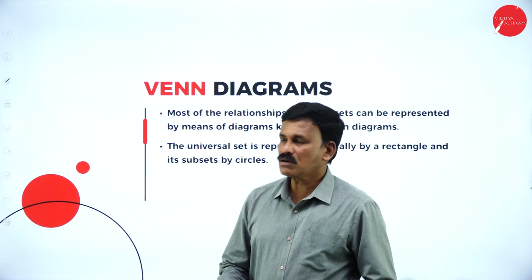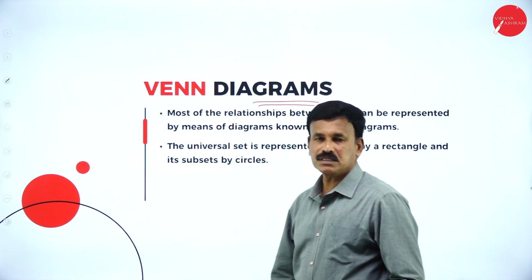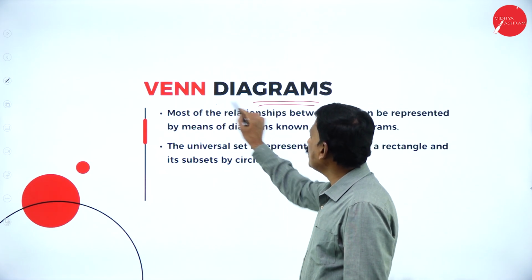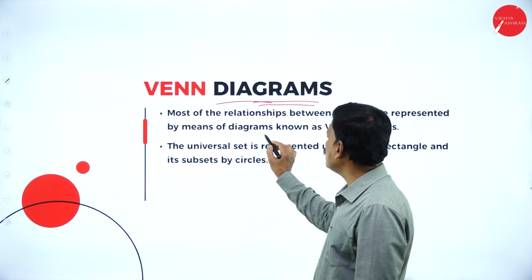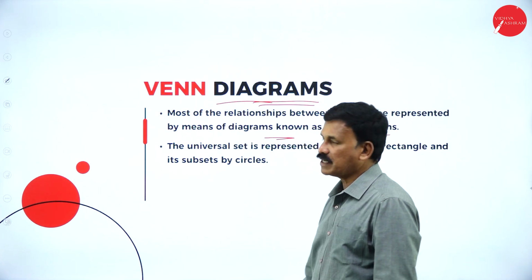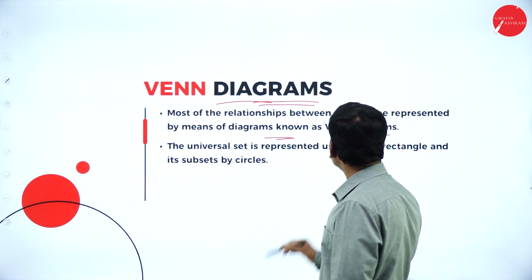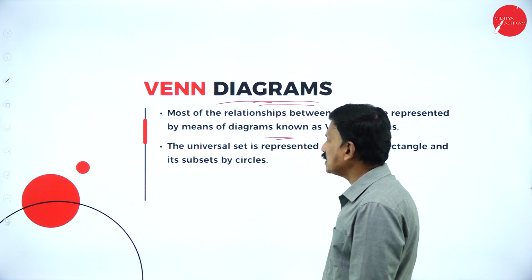Now the next concept is the Venn diagrams. This is very important. How to represent the given set in a diagrammatic form. So that is called a Venn diagram. Most of the relationships between the sets can be represented by means of a diagram known as a Venn diagram.